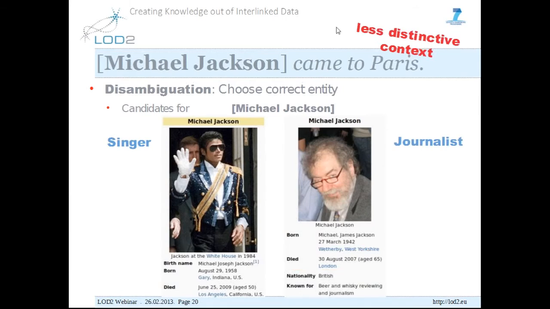Now, if our sentence is instead saying that Michael Jackson came to Paris, this is a much less distinctive context. It informs us much less about the sentence, and it becomes harder for us to disambiguate. And we have to rely on some notion of prominence or default sense of this entity in order to try to make a best guess in this situation.